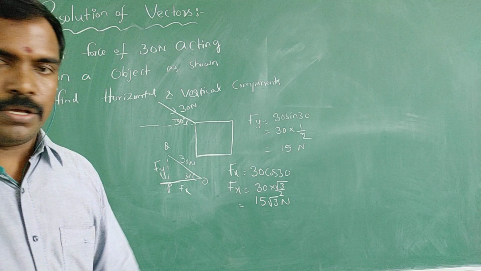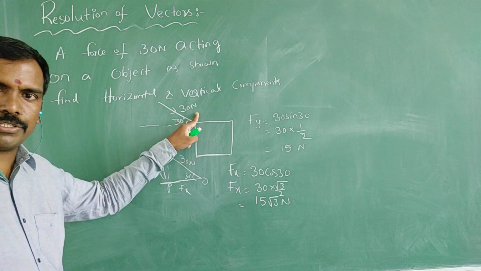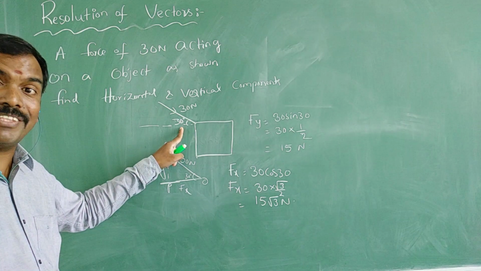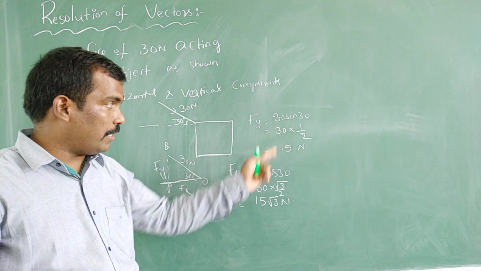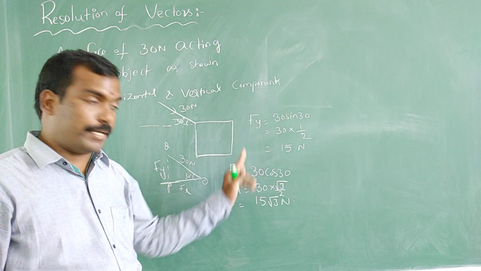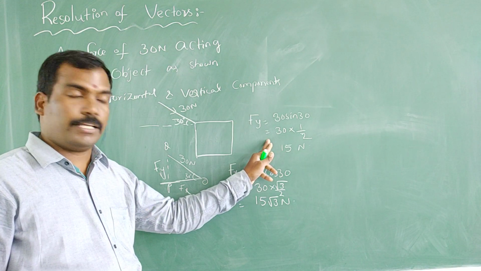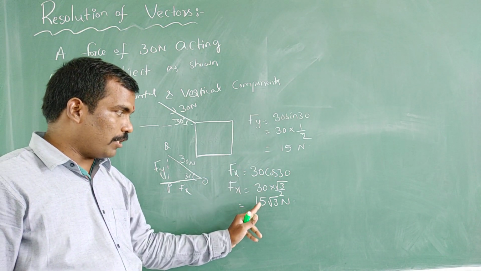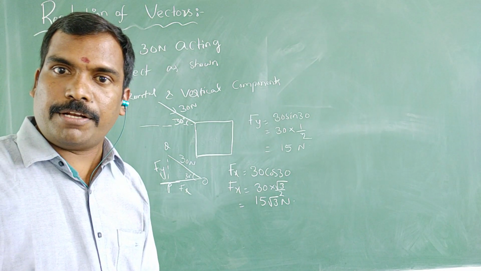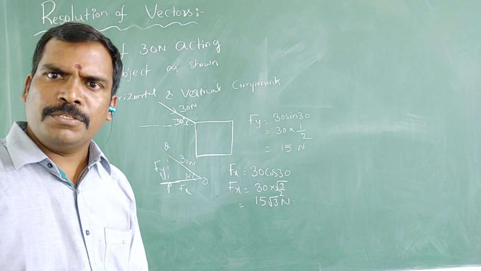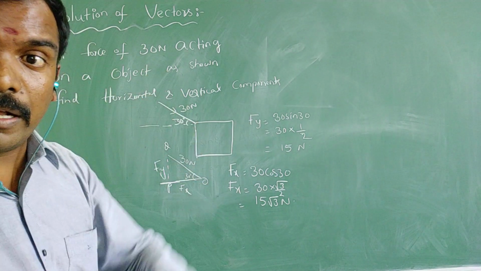Means here we are applying a 30 Newton force, making 30 degrees with the horizontal. When we are resolving the vector, Fy is the vertical component and Fx is the horizontal component. Fy is 30 sin 30, Fx is 15 root 3. This is the value. Now, one more example where students get confused. That's why I want to discuss examples.